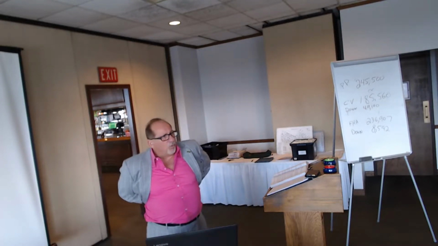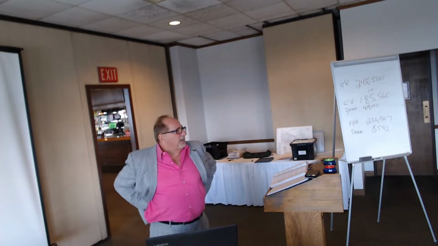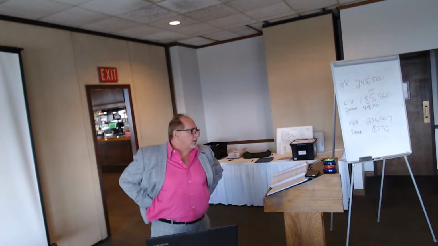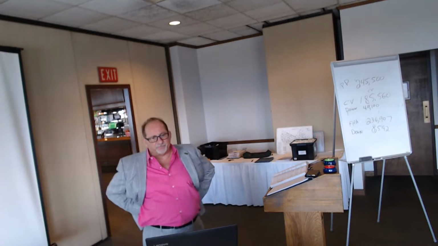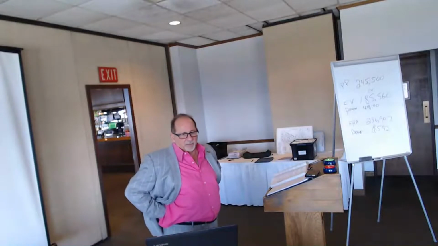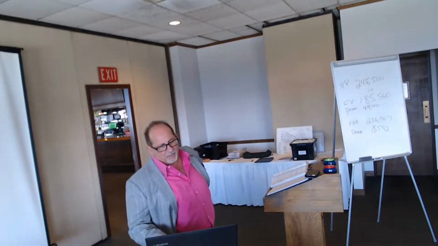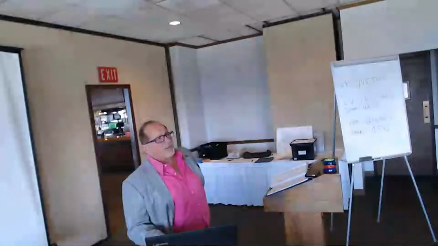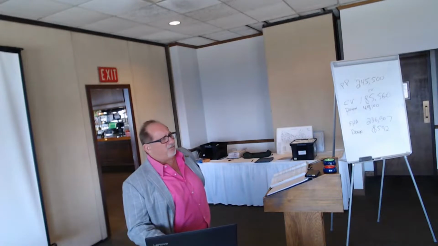VA funding fees are paid at closing or included in the loan. Just like the upfront mortgage insurance for FHA is included in a loan, the VA will do the same thing. The fees vary depending on the amount of down payment, the type of property, and the eligibility status of the veteran. When we say type of property, we said it had to be 1 to 4, single family. Doesn't disclosure have something to do with 1 to 4 single family too?